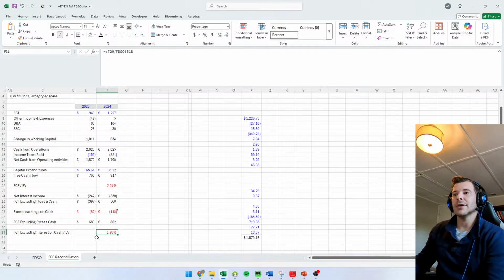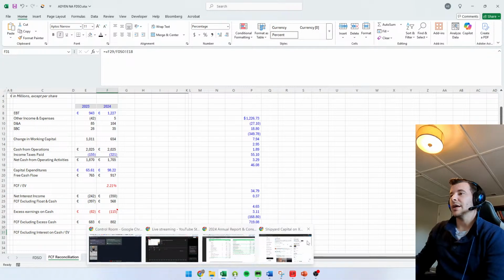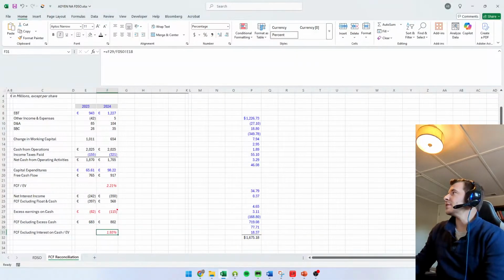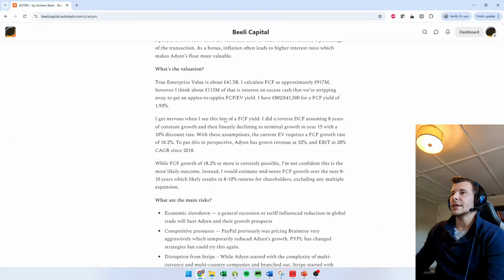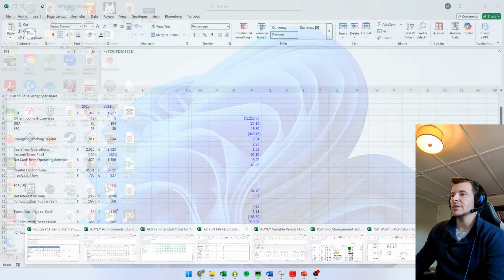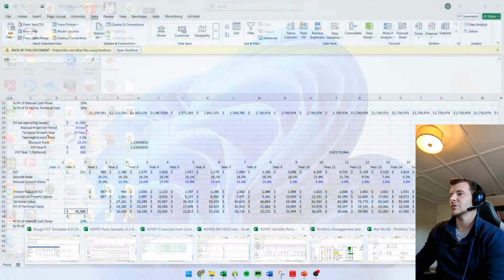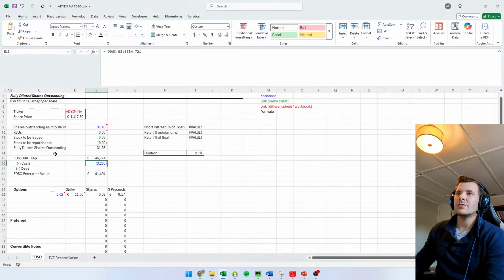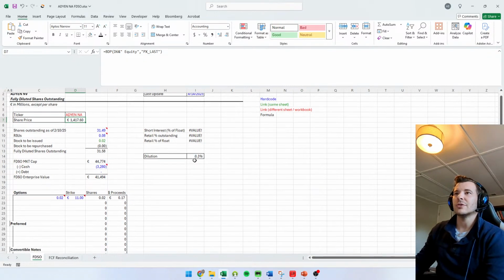This is about 1.93%, which is why I said in my piece, let me pull it up here, I think I used just about these exact numbers. Yep, 41.5, calculated free cash flow is approximately $917 million, 115 is excess, and so we get to the 1.93%. I haven't updated the share price. If you update this, it would be slightly different, but the numbers should be directionally the same.